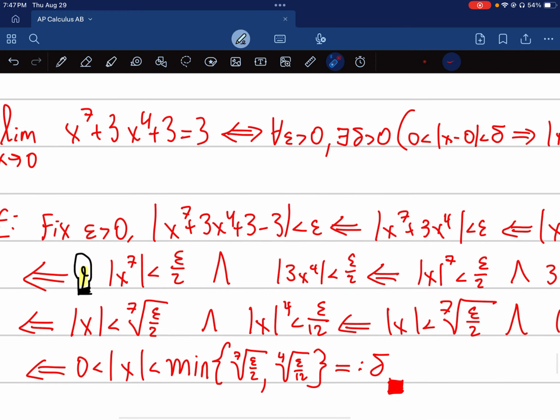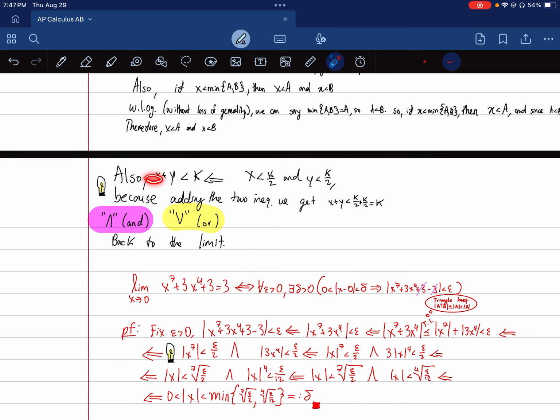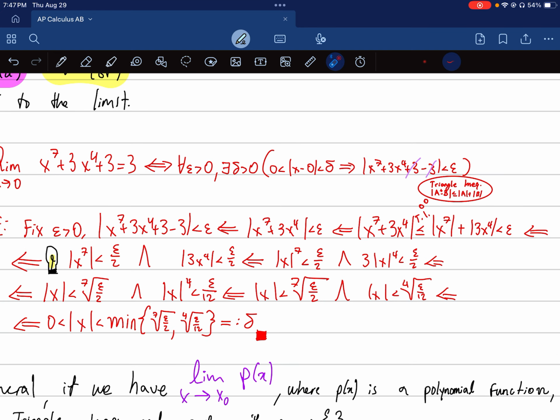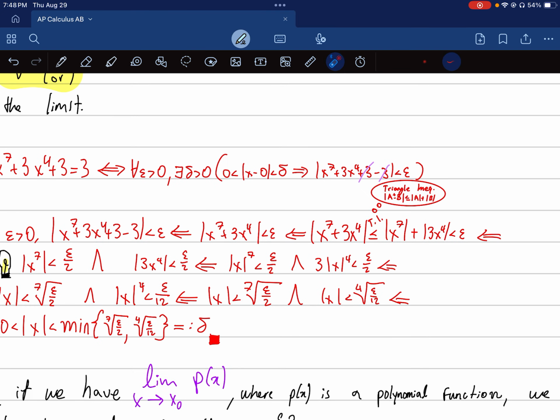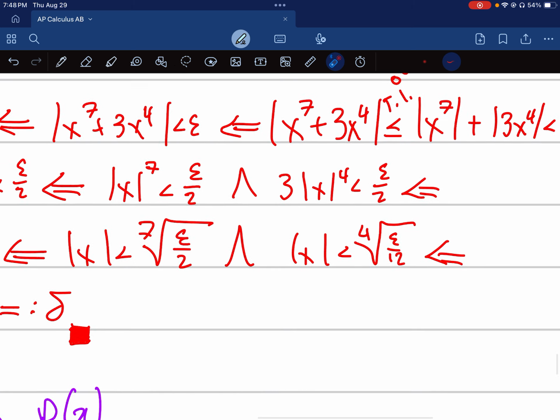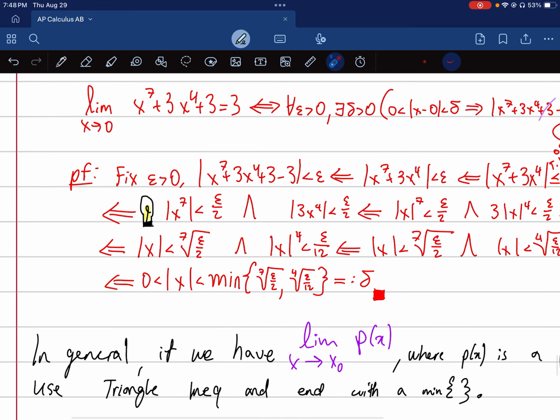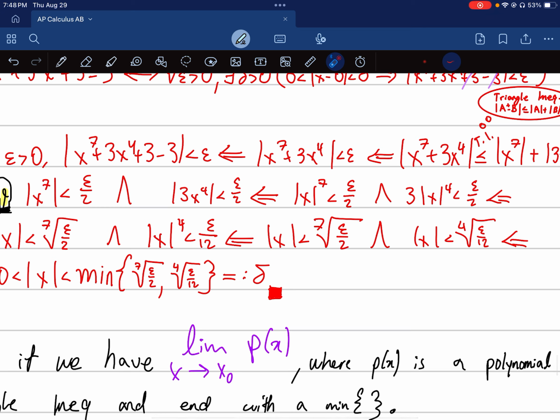That is implied by, remember, from our light bulb idea up here, we can split this and this. So, since we're working backwards, the absolute value of x to the 7 is less than epsilon over 2, and this is less than epsilon over 2, which is implied by this to the 7. We're just going to take the 7 out of the absolute value, it's a valid property, less than epsilon over 2. And we're going to take out the 3 and take out the 4, less than epsilon over 2, which is implied by this. The absolute value of x is less than the 7th root of the following, and the absolute value of x to the 4th is less than that.